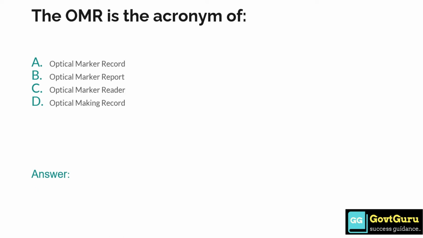The next question is the OMR is the acronym of option A Optical Marker Record, option B Optical Marker Record, and option C Optical Marker Reader, and option D Optical Making Record. The answer is option C, that is Optical Marker Reader.